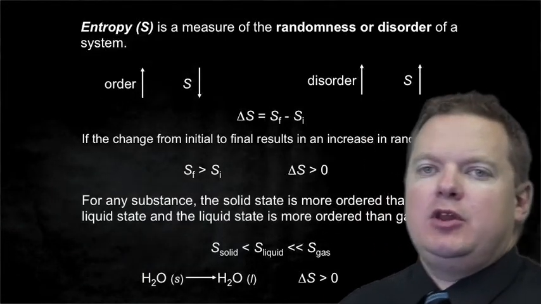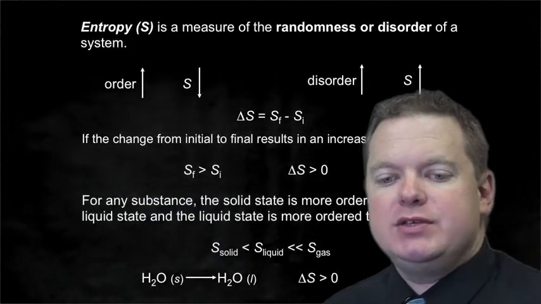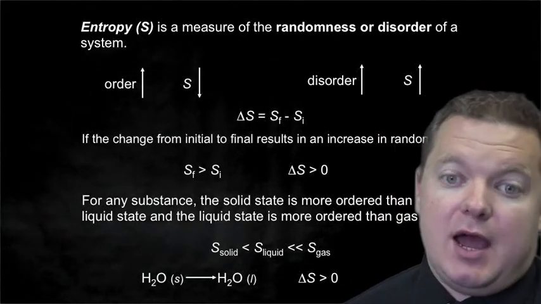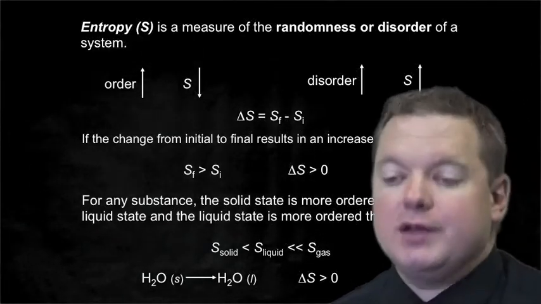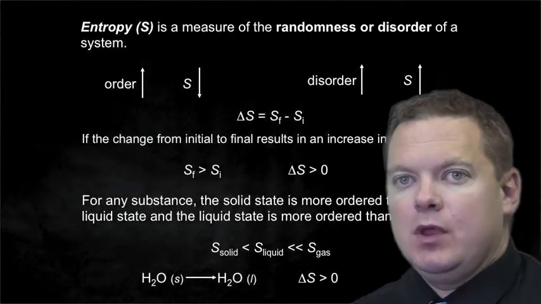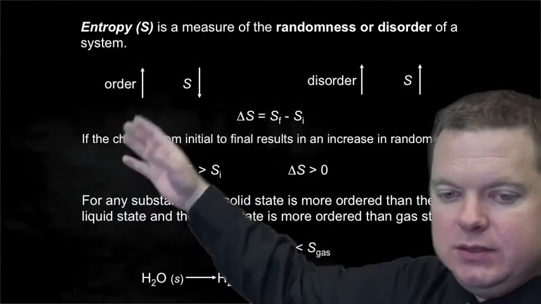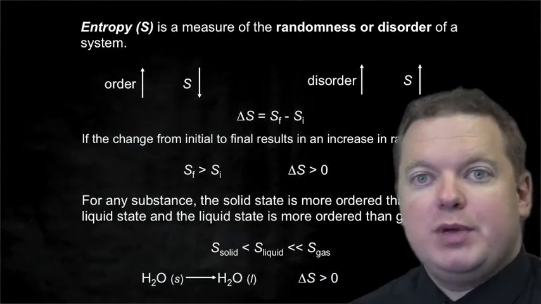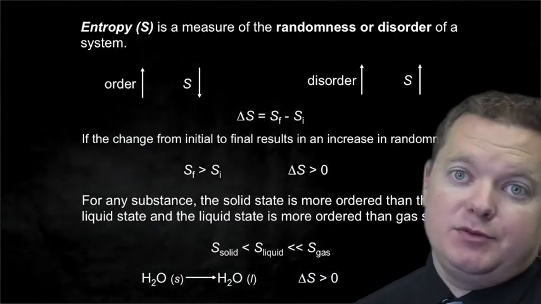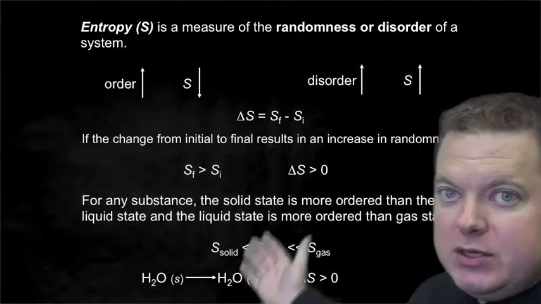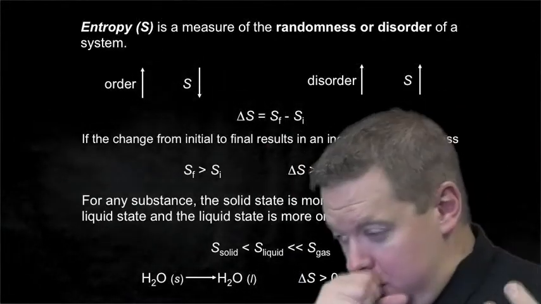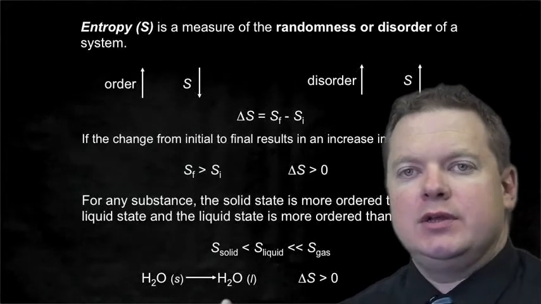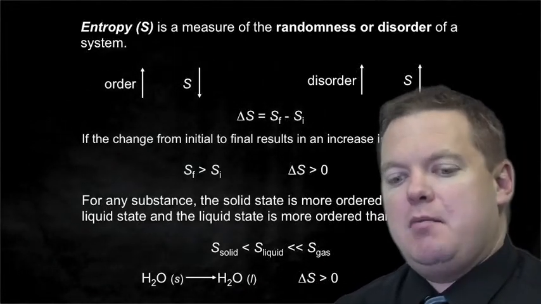But let's spend a little bit of time talking about what entropy is. Entropy, which we're going to abbreviate as a capital S, is a measure of randomness or disorder, or chaos, if you will, in a system. So if order increases, if it becomes more ordered, then our entropy is going to go down. If it becomes more disordered, our entropy is going to increase. So if we're looking at changing these in a reaction, we're looking at changing the amount of disorder.